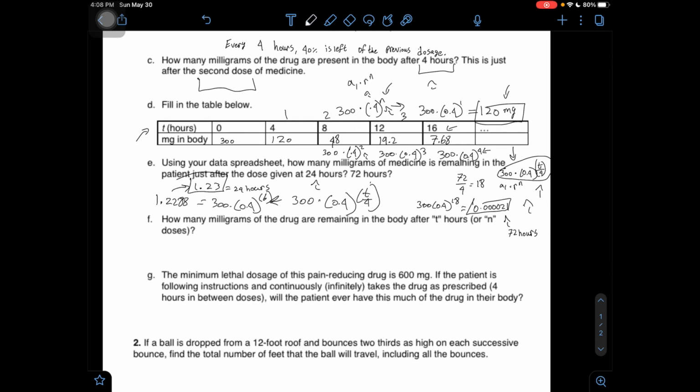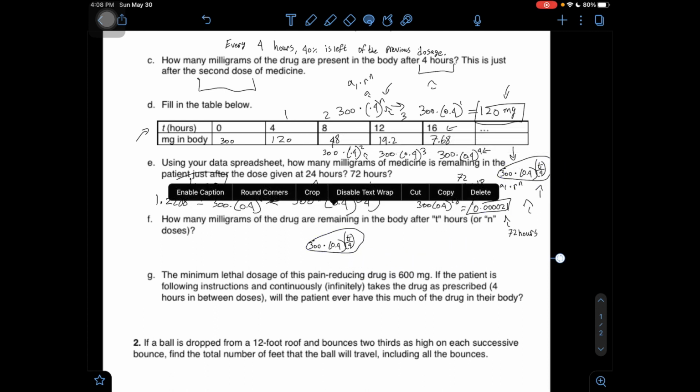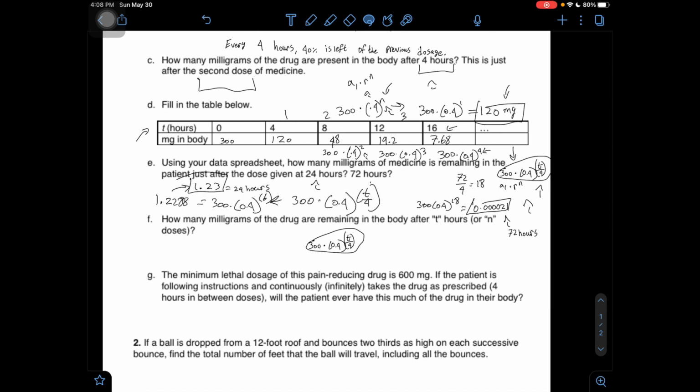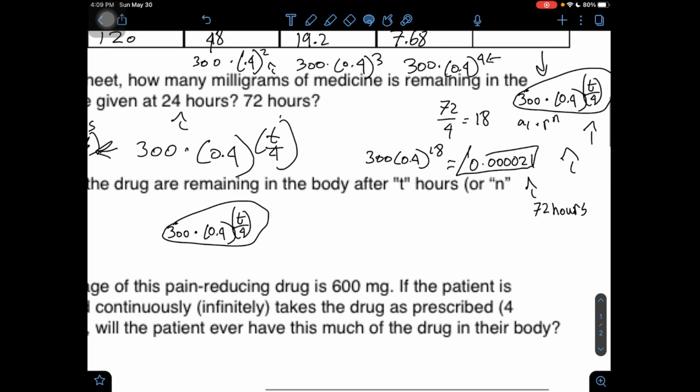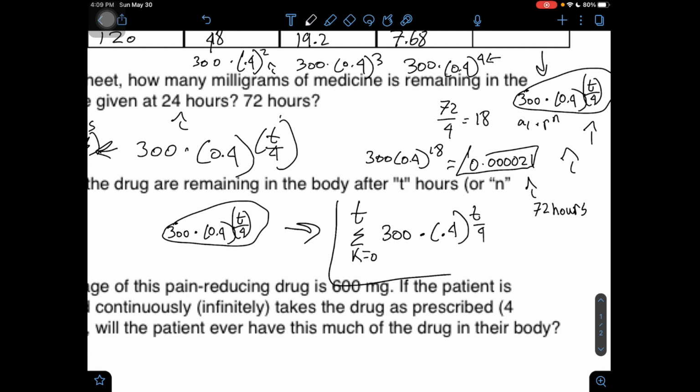Next, let's do F. F says how many milligrams of the drug are remaining after t hours or n doses. Our equation is just going to be our answer from D at the end. We're just going to keep that as our answer, because at any value t, you can use this equation and get your value at any t hour. Another way you could write it is the sigma form, which is the sum from k equals 0 of 300 times 4/10 to the power of t over 4. That is another way you could write your answer.